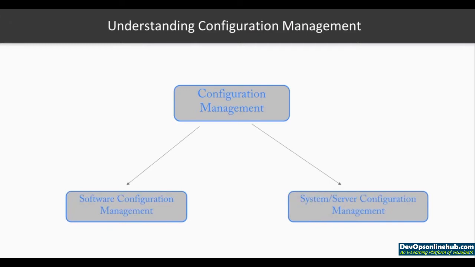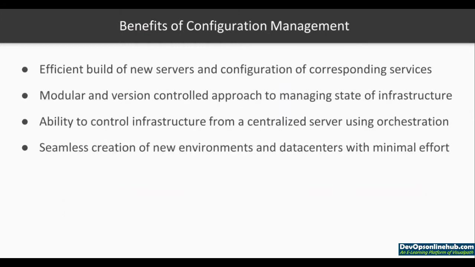The first one is software configuration management, which involves management and automation of application development. This process involves a software project and is out of scope for the purpose of this course. Another type of configuration management is system or server configuration management, which involves configuration and management of server infrastructure through automation. In this course, our focus will be on server configuration management. Let us now discuss the benefits of configuration management.